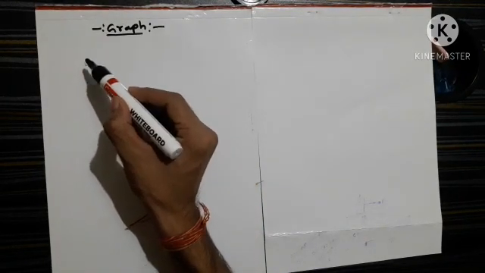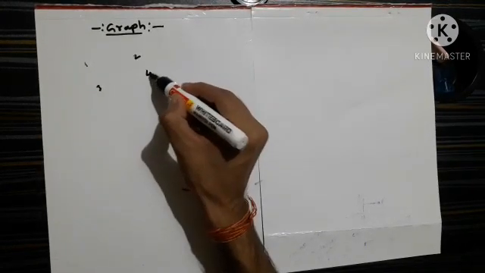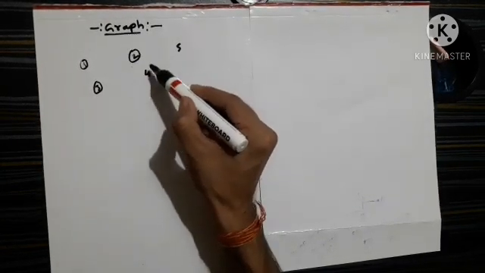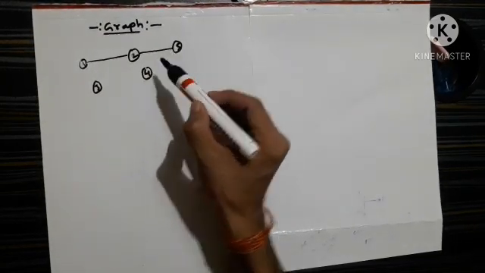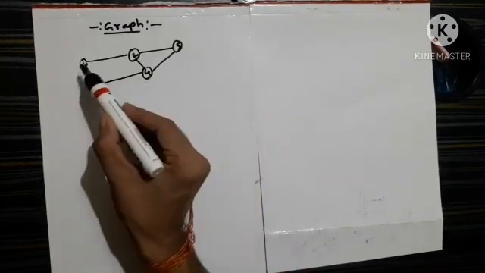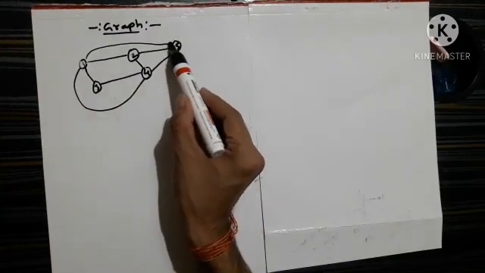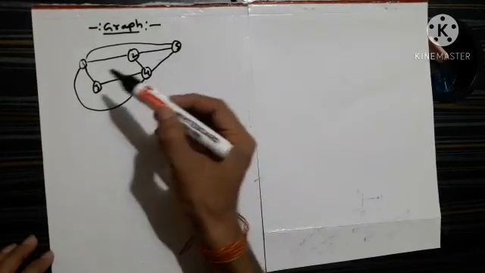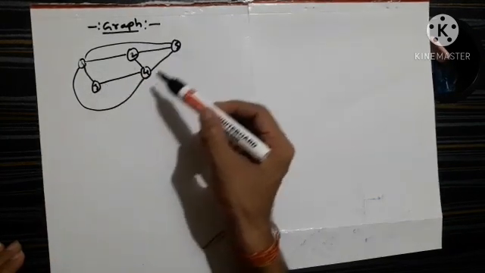Let's say we have city 1, city 2, city 3, city 4, and let's say we have city 5. Let's say we have 5 cities. If we connect all the cities among each other, then what we get is this. Say 1 is connected to 4 also, and 1 is directly connected with city number 5 also. What we can see is that all the 5 cities are connected with each other.